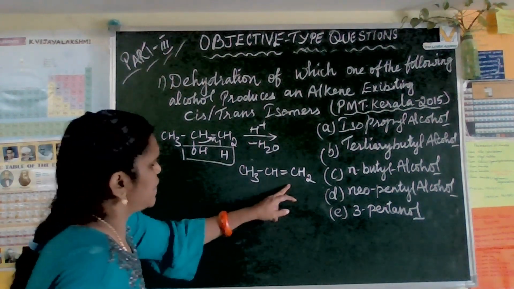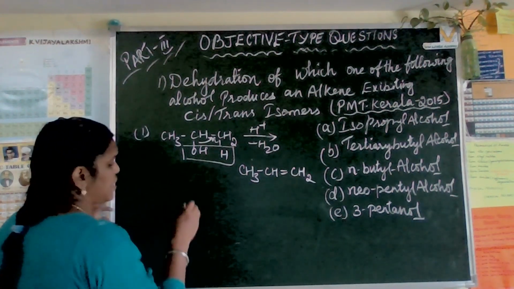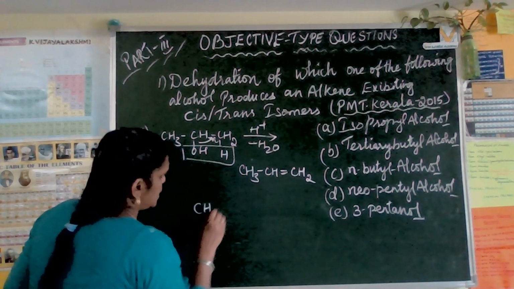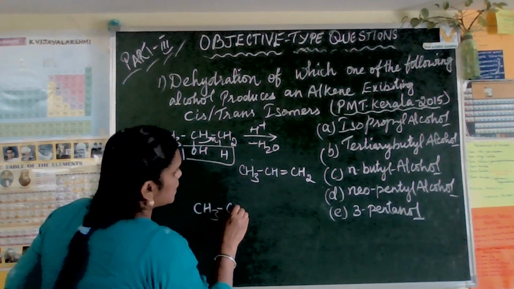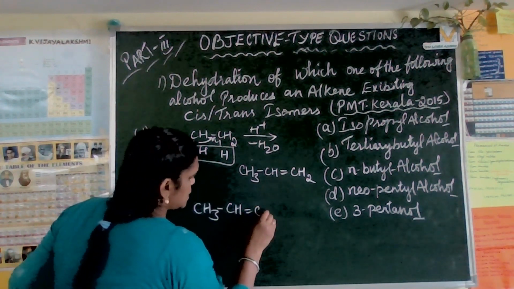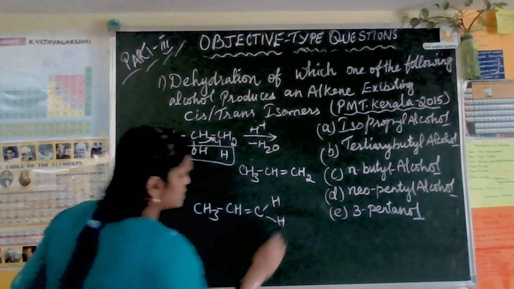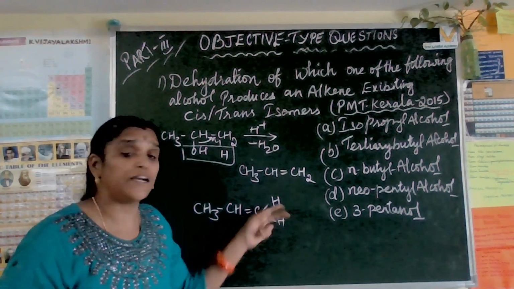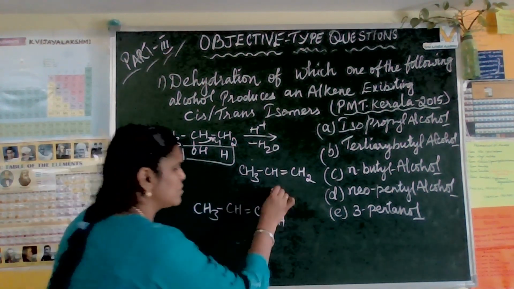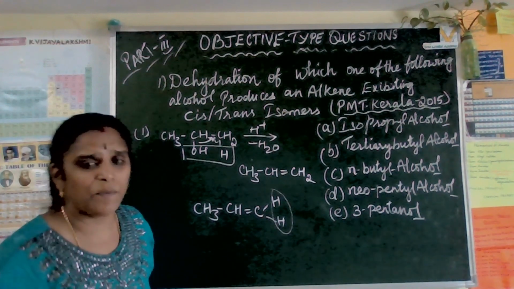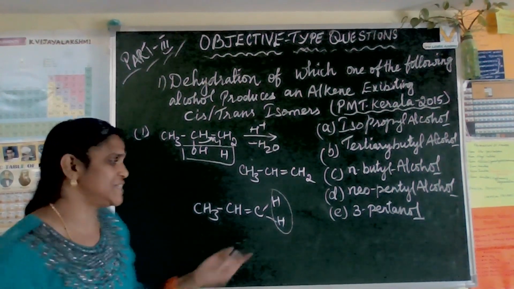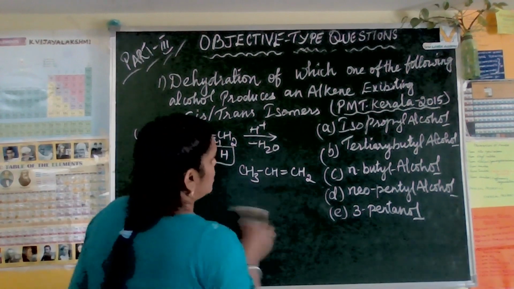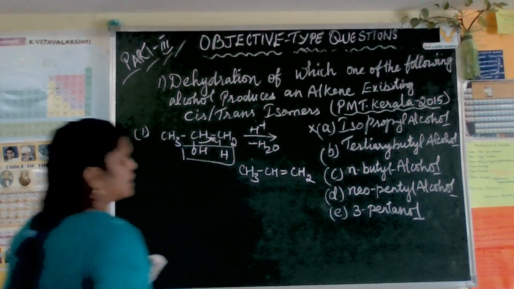Now let us find out whether it has cis or trans isomer character. CH3, H, double bond C, with one hydrogen and one hydrogen. I mentioned different functional groups, but here both are the same. The same group means it does not have cis and trans character. So this option is not possible.